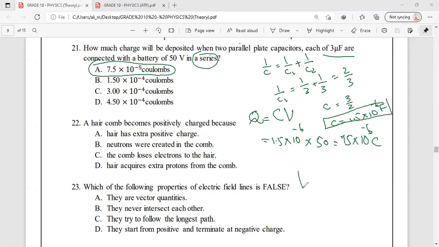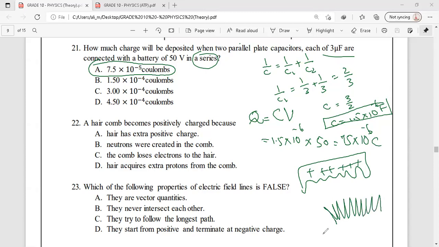Then we have question number 22, in which we have a comb that is positively charged. And this comb is run through hairs. Let's say these are hairs. It means this comb is positive, so these hairs will become negatively charged. So how have these hairs become negatively charged? The negative charge has flowed or transferred from the hair to the comb. So the correct answer is option C, that the comb gains electrons from the hair, which makes the comb negative and the hairs positive.